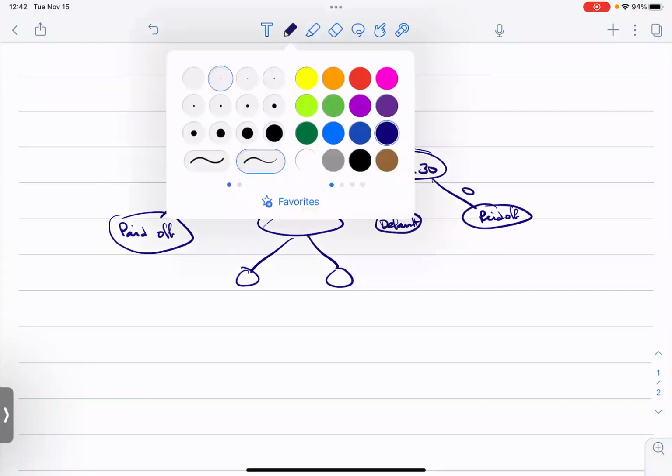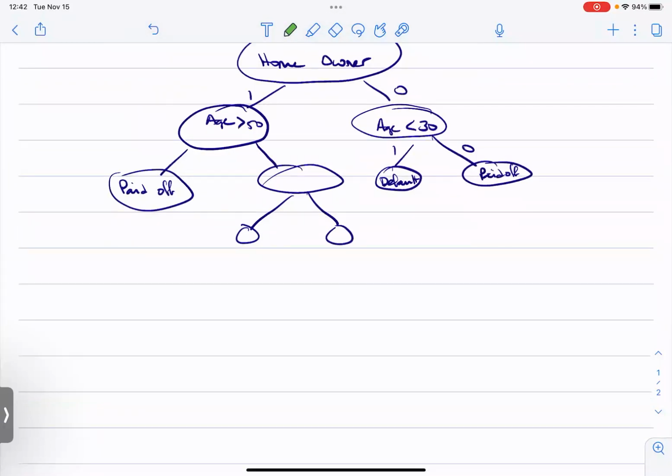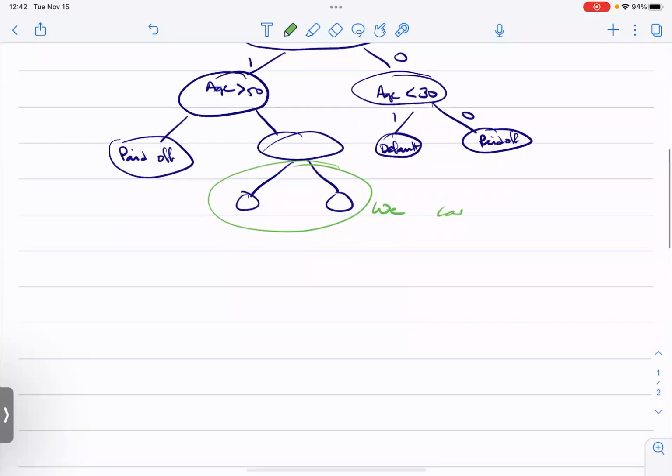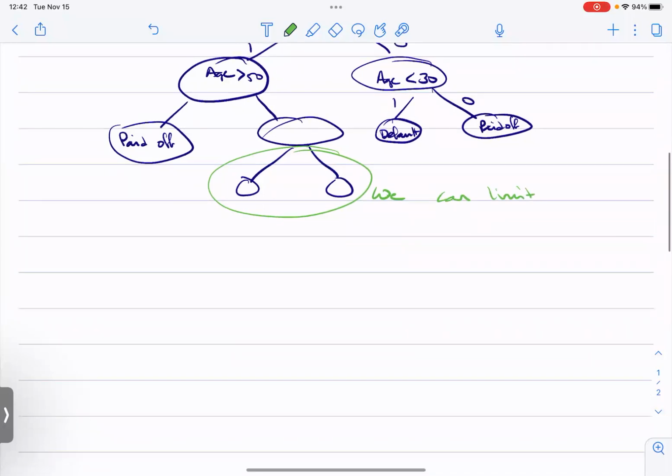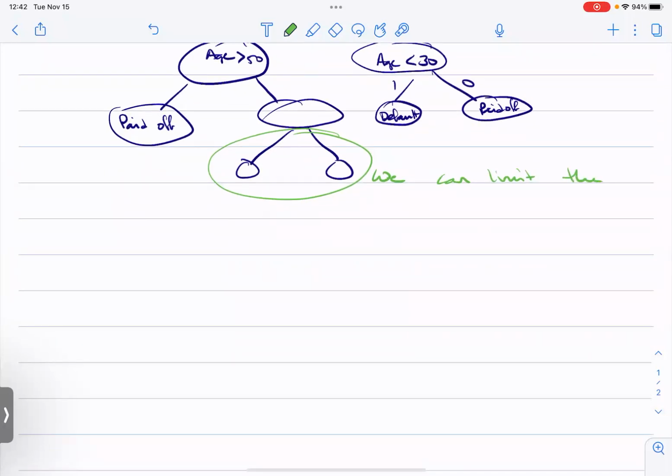So here, what we can do is we can limit the number of nodes, because this could just keep going and chisel down until it fits our training set perfectly. But we don't want that. We want it to fit the test set fairly well. And so we can limit the number of nodes. And obviously this is in our R code.